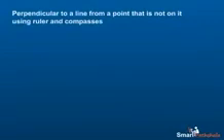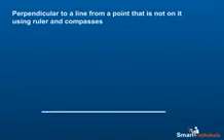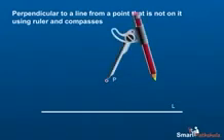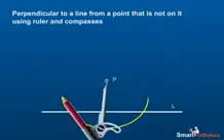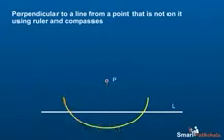Step 1. Draw a line L. Step 2. Mark a point P outside L. Step 3. From P, construct an arc that intersects the line in at least two locations. Step 4. Name the 2 points of intersection where the arc crosses the line as A and B.